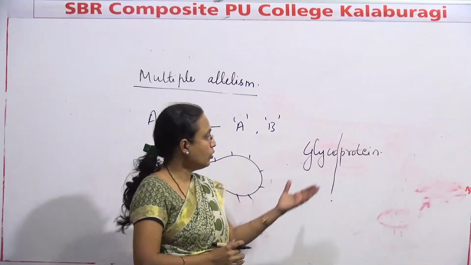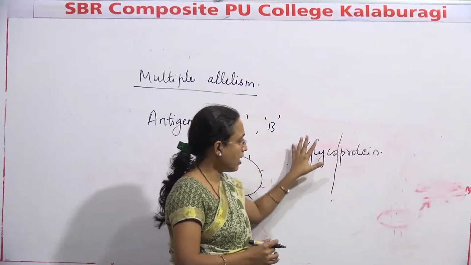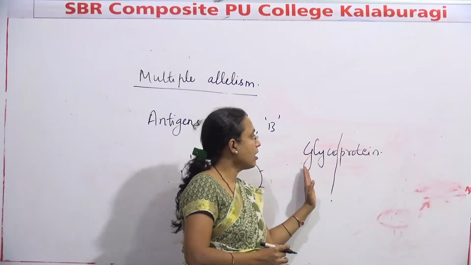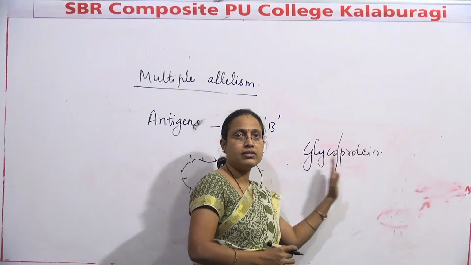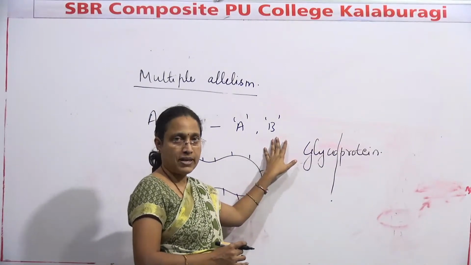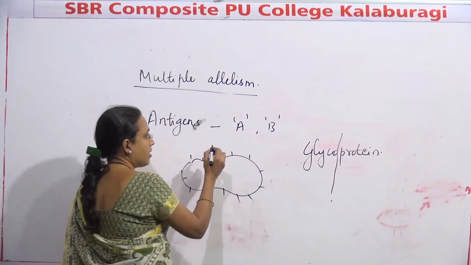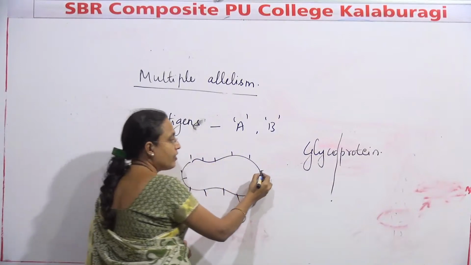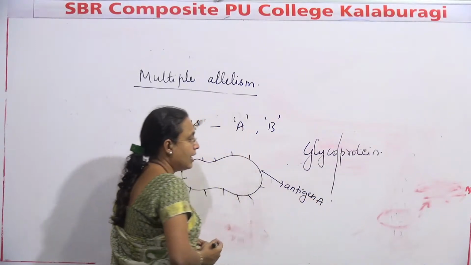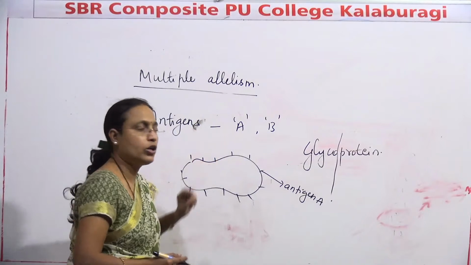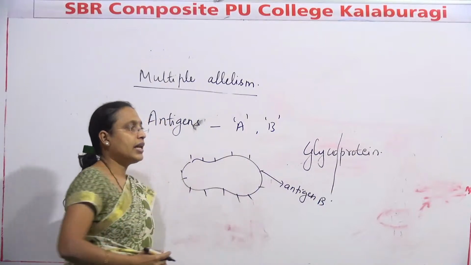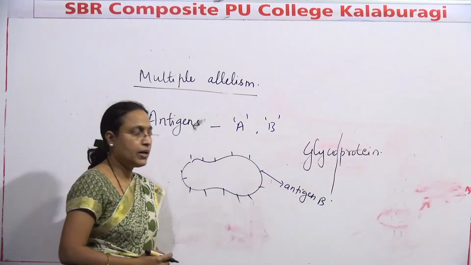Glycoproteins means it can be divided into the carbohydrate part and the protein part. So it's conjugated with carbohydrate. Such type of glycoproteins is the chemical nature of antigens present. If the person's RBC is coated with A antigen, then his blood group will be A blood group. If the RBC is coated with B antigen, then the person's blood group will be B blood group.